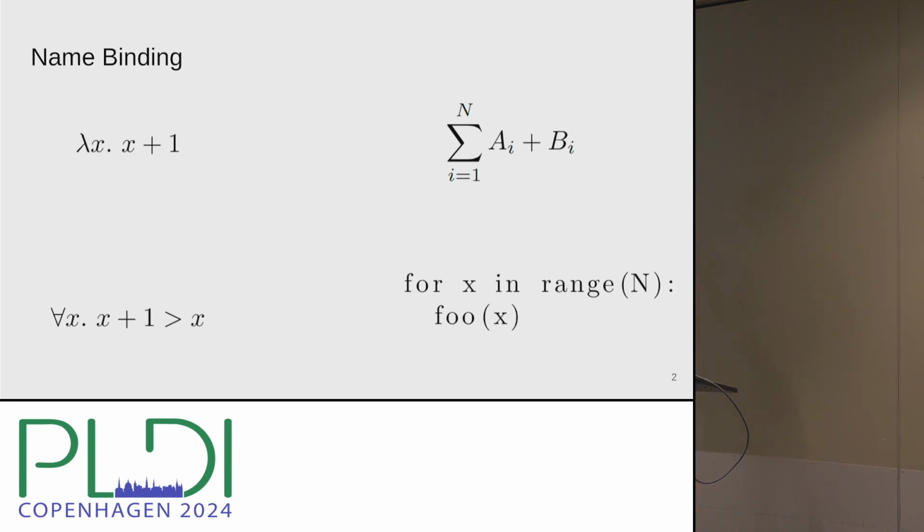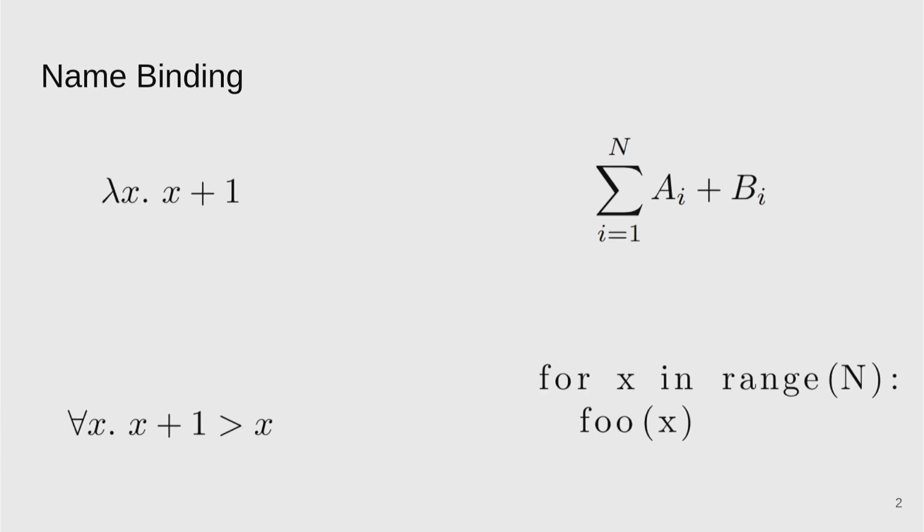So I have four very, very different terms on the slide, involving four very, very different languages. We have lambda calculus, then something like linear algebra, predicate logic, and Python. Whatever language you're working with, it's probably something that has some of these features, right? It's somewhere in there, probably. And the point that connects all of these four languages is they all have name binding.